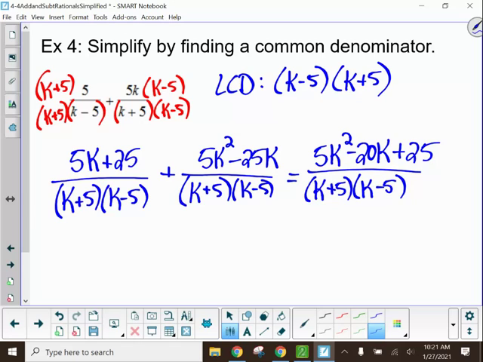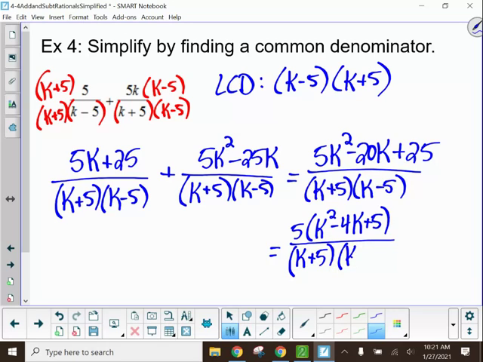Now, the numerator does have a greatest common factor. I can divide all of those by 5, so I am going to take out that 5. Now I have 5 times k squared minus 4k plus 5 on the top.